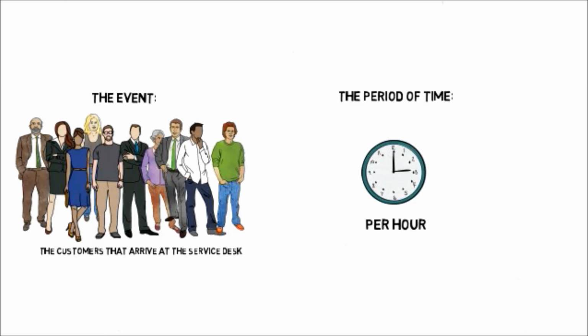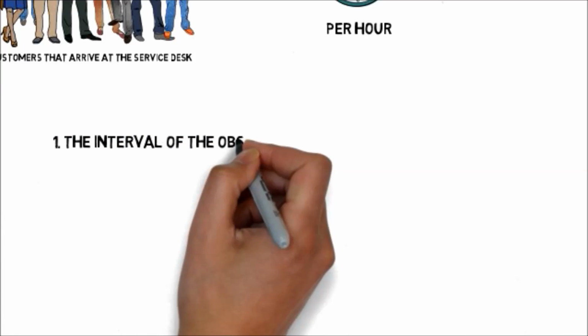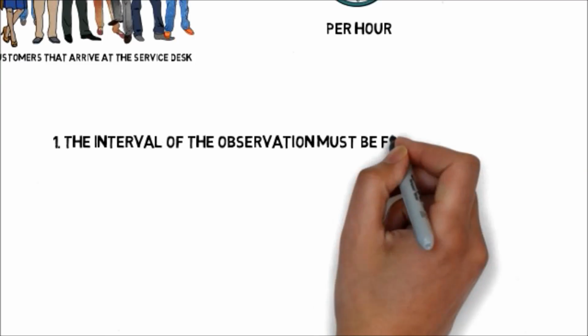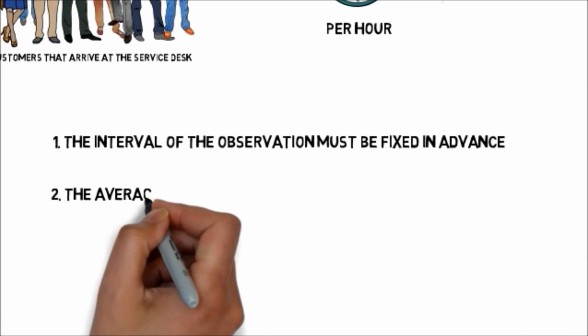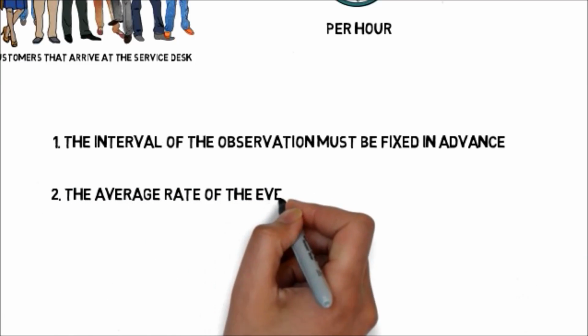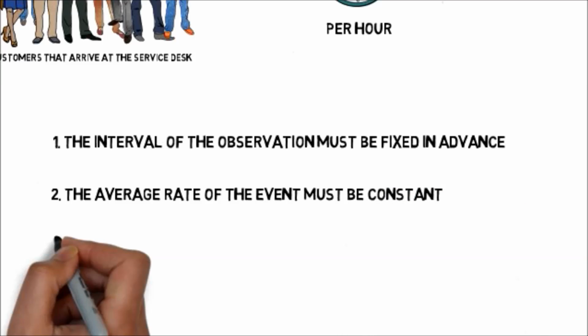However, in order to use this type of probability distribution, we need to consider some assumptions. The first assumption is related to the interval of the observation that must be fixed in advance. And in our example, the interval of the observation is per hour. The second assumption is related to the average rate of the events that must be constant. In our example, we have 10 people on average that arrive at the service desk each hour.